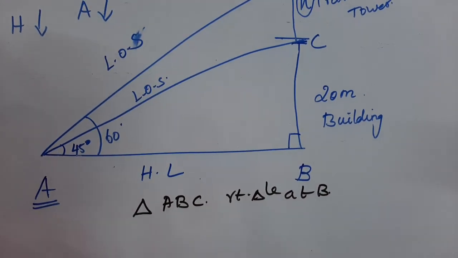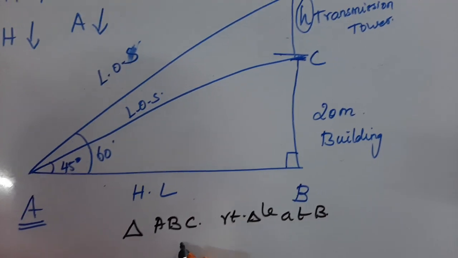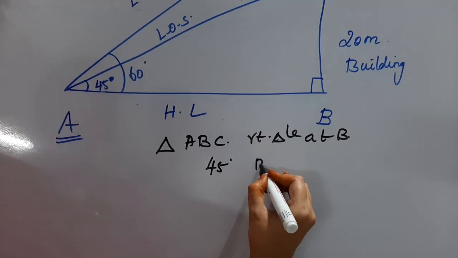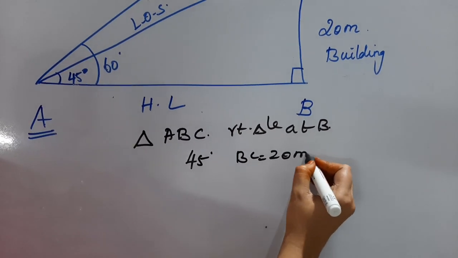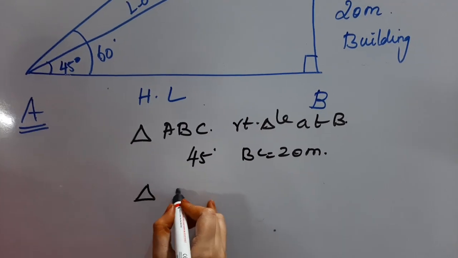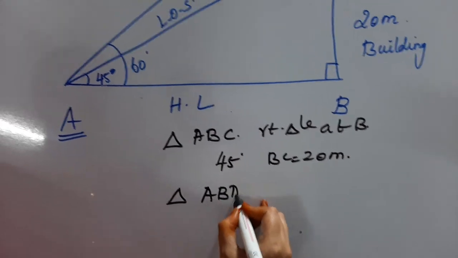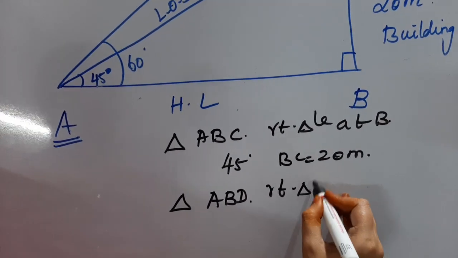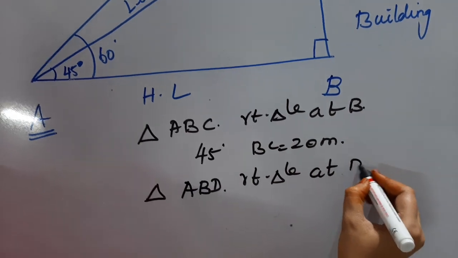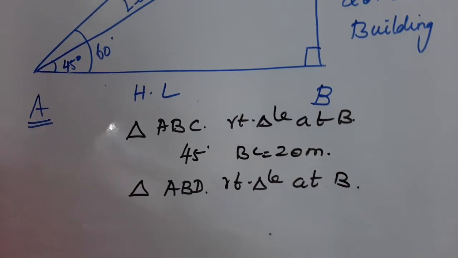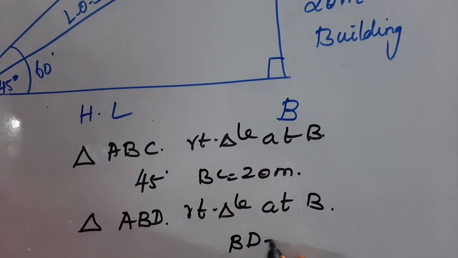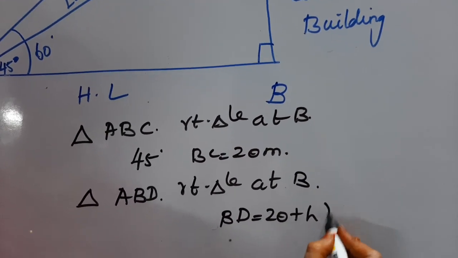So in this triangle, do we have an angle? Yes, we have an angle, that is 45 degree. And do we have measure of any one of the side? Yes, BC is equal to 20 meters. So what is my second triangle? Second triangle is ABD, which is again a right angled triangle, right angled at the same point B. Do we have the measure of one of the side of this triangle? Yes. What is that? BD, which is equal to 20 plus h meters.